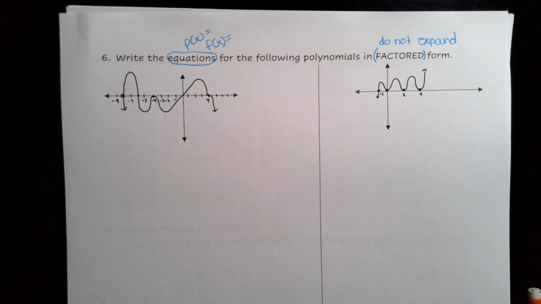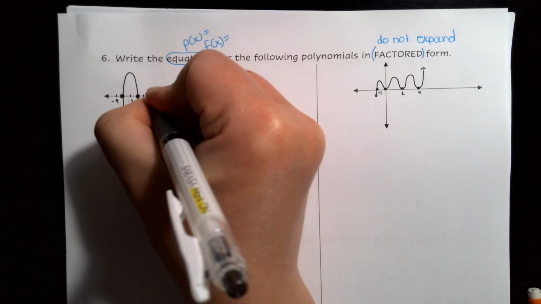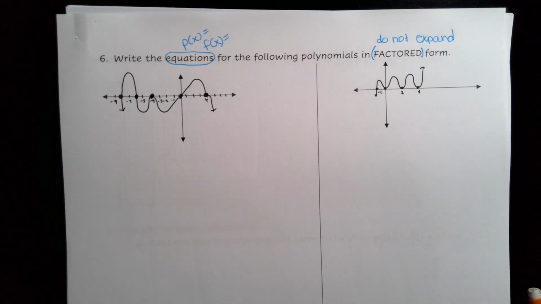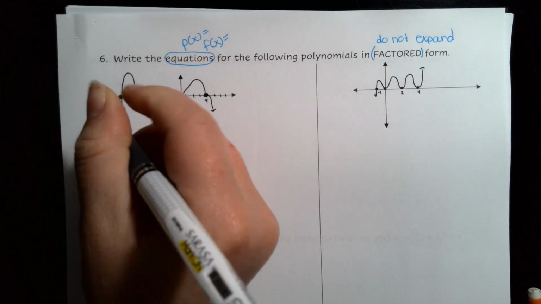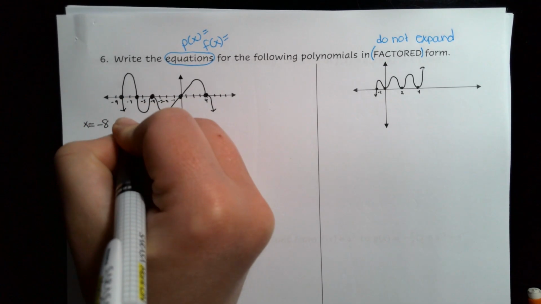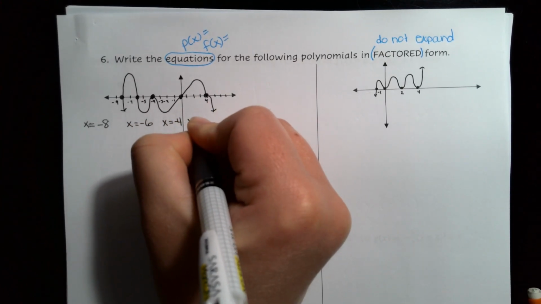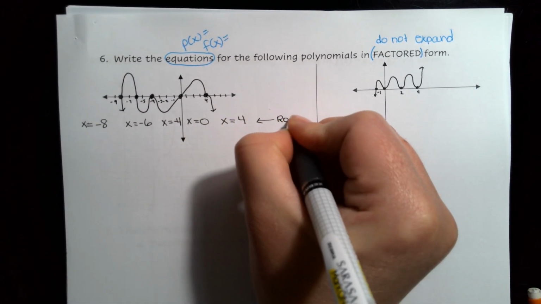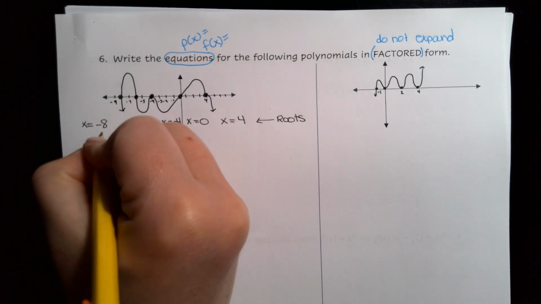All right, when you're starting to work on these here, you're going to identify your roots, which are your x-intercepts, which are on the x-axis. So I have a point here, I have a point here, I have a point here, I have a point here, and I have a point here. Now, order technically doesn't matter, so it's easiest just to start from the left to the right and see what your x values are. So I have an x equals negative 8. I have an x equals negative 6. I have an x equals negative 4. I have an x equals 0. And I have an x equals 4. These are your roots, your x-intercepts.